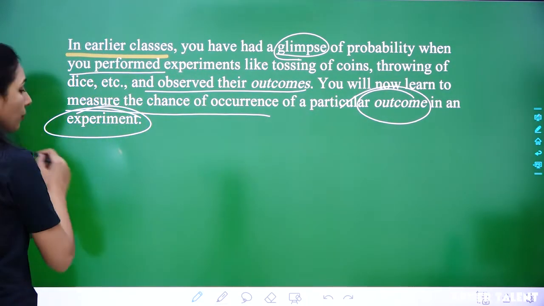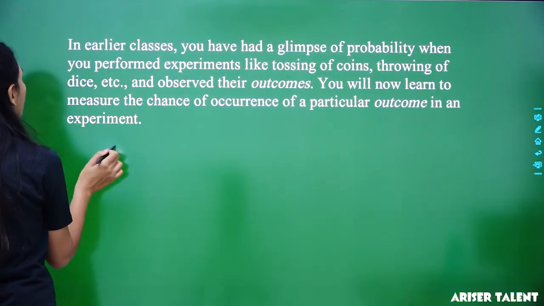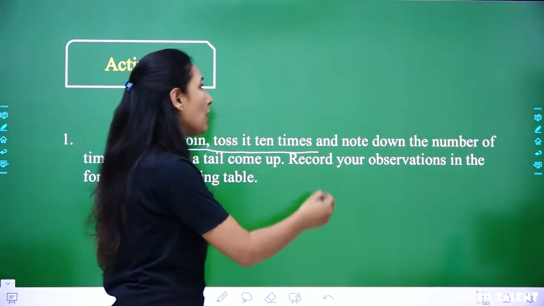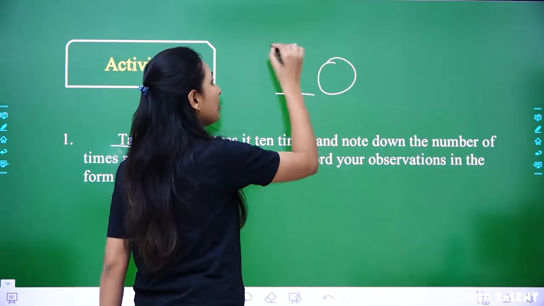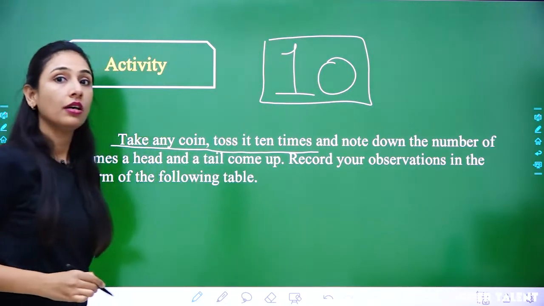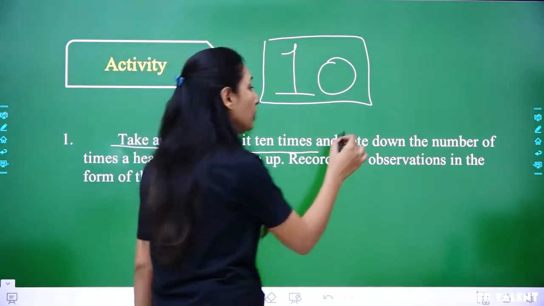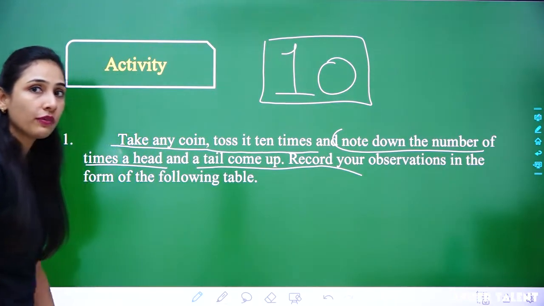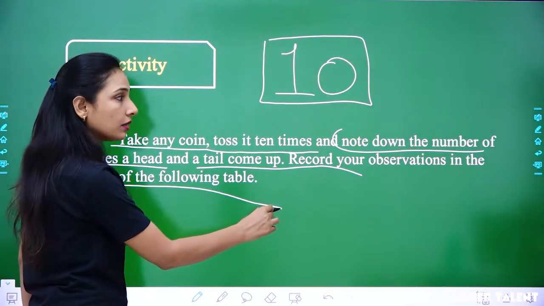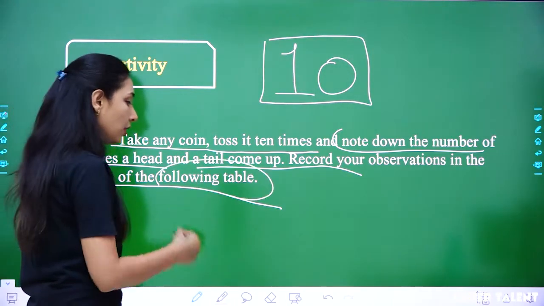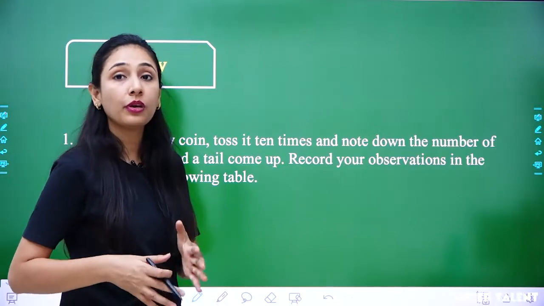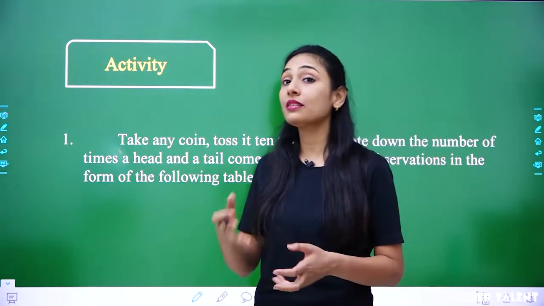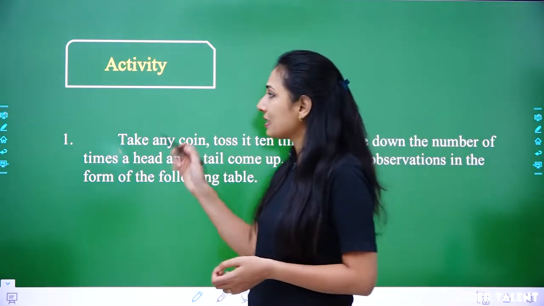Now, what activity are we having? The first activity is that we have to take a coin and toss it 10 times. How many times are we going to toss it? 10 times. Then you have to note down the number of times a head and a tail comes up. Record your observation in the form of the following table. The table is important, so you are going to record it, and based on this table you are going to calculate something, and that something is going to be your probability. So take it step by step.